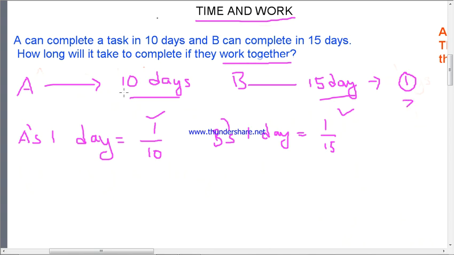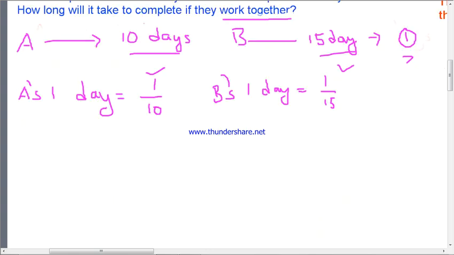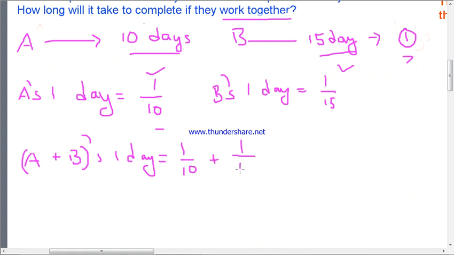Now next they are asking how long will they take to complete the work if they work together. So you simply need to add A plus B's, A and B's 1 day work. You have to find A and B's 1 day work. So how much is it? A's 1 day work is 1 by 10, plus B's 1 day work is equal to 1 by 15.